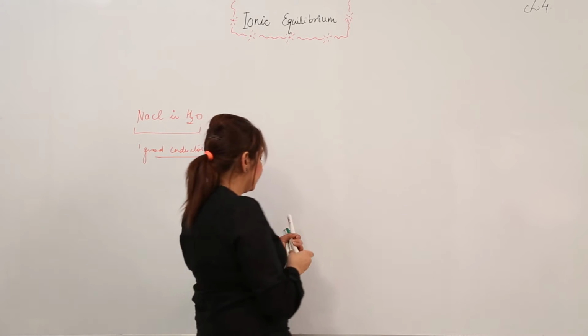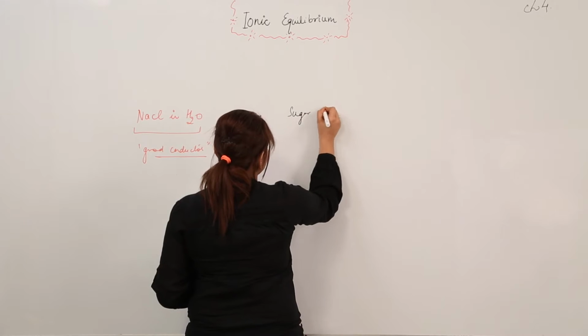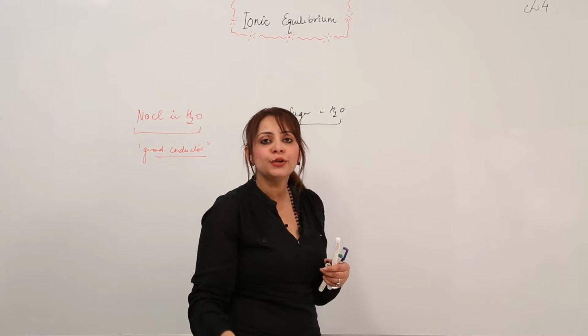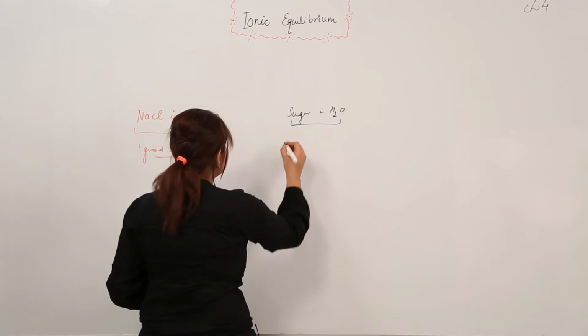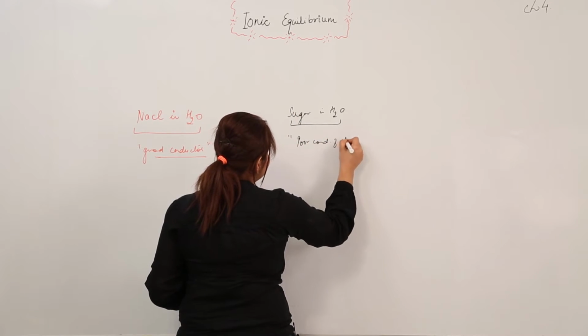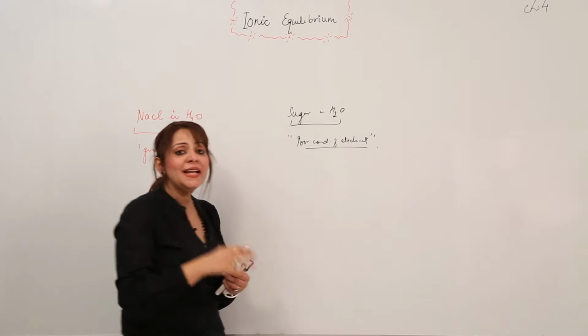And there are a few more substances, like sugar in water. What happens in this case? This is again an aqueous solution, of sugar, but this is a poor conductor of electricity. So why is there a difference?